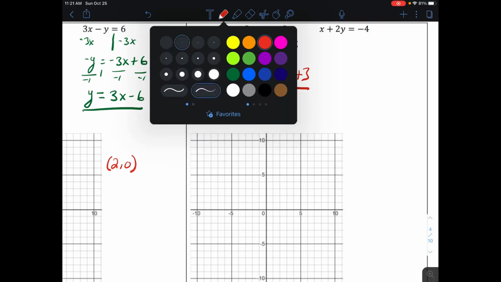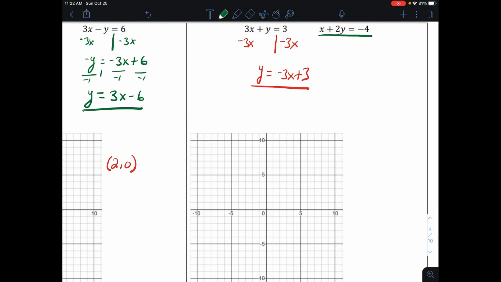And now we have to get our second line. So I'm going to work here in green on the equation on the right-hand side. I'm going to move the x to the other side, so I'm going to subtract the x from both sides. We have 2y is equal to negative x minus 4. Now I have to get the 2 off the y to get it in slope-intercept form. So I divide every piece by 2. That's going to give us y is equal to negative 1/2 x minus 2.